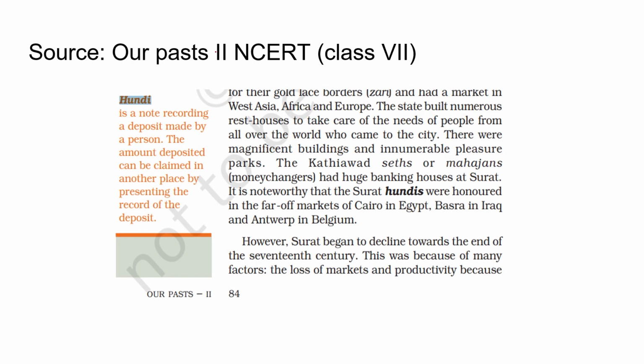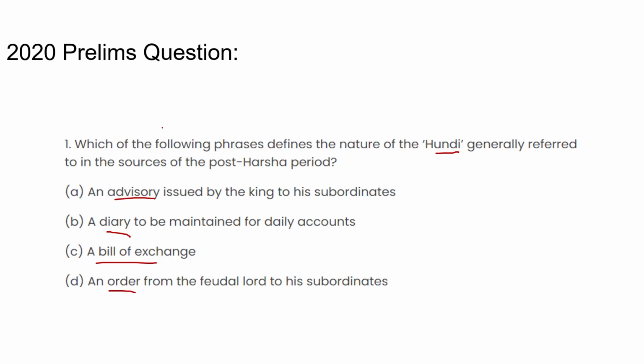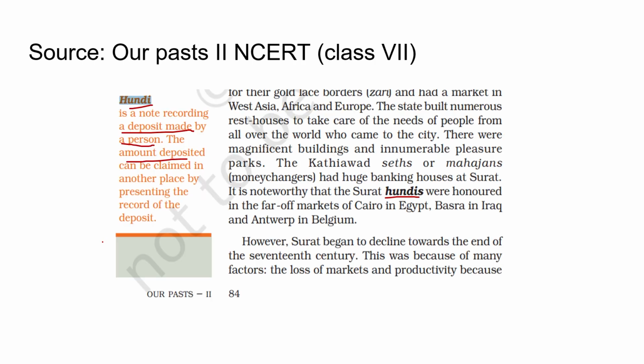So if we see the Our Past 2 NCERT of class 7th, here there is mention of hundi, and even here there are Surat hundis. What is written is, hundi is a note recording the deposit made by a person. The amount deposited can be claimed in another place by presenting the record of the deposit. So basically you are depositing money, and that proof is the hundi. So the most suitable answer is, it is not a diary, it is not an advisory, it is not an order, but it is a bill of exchange. So this is the right answer.